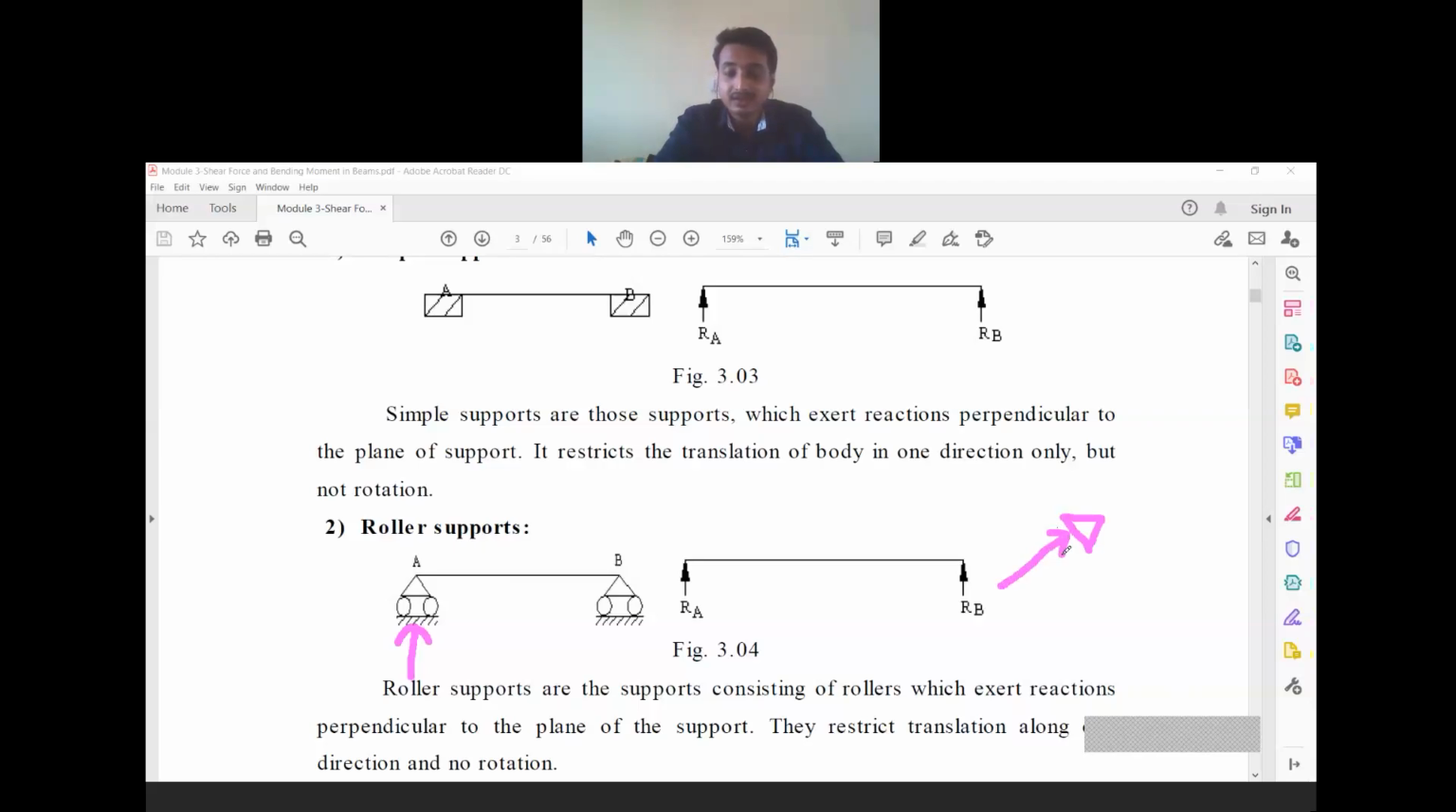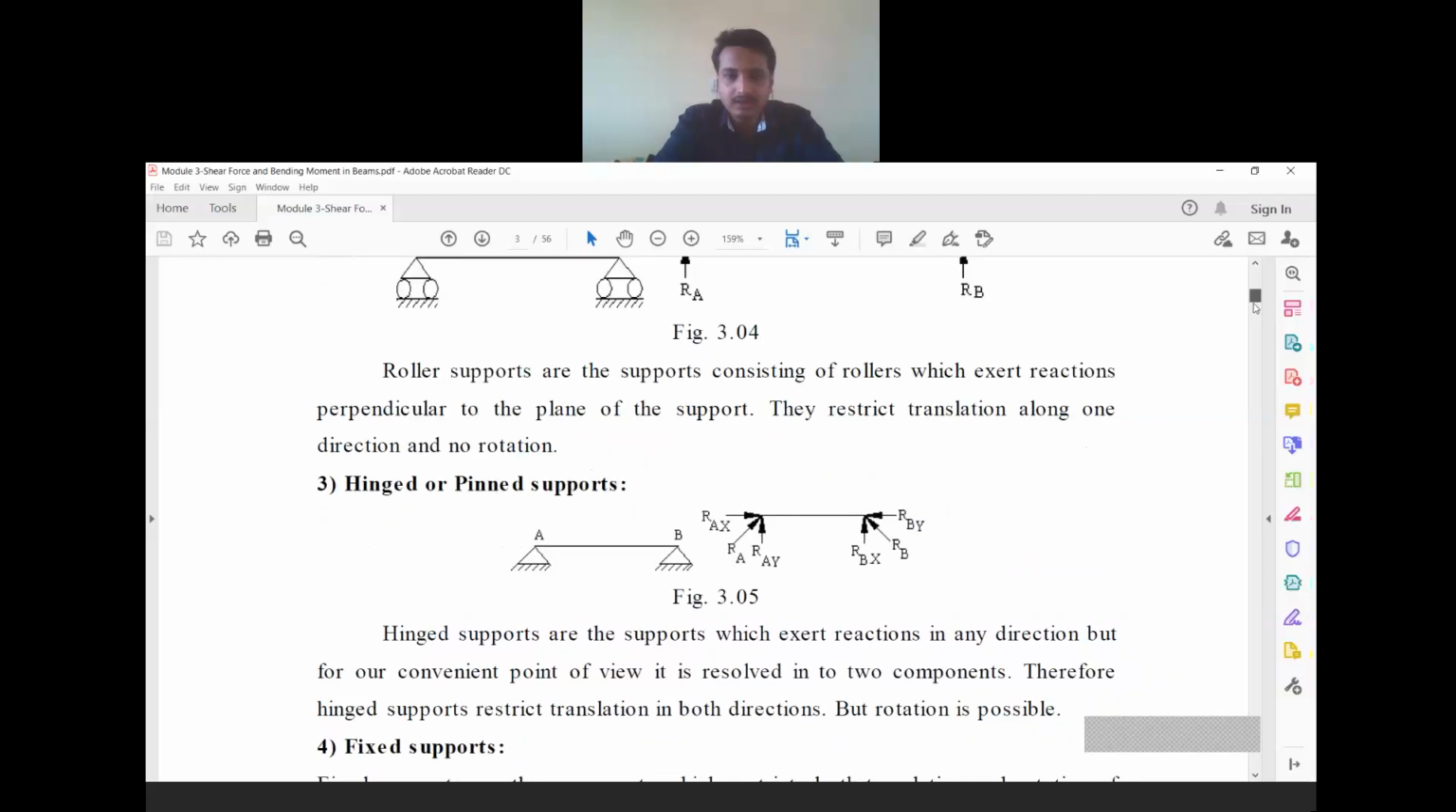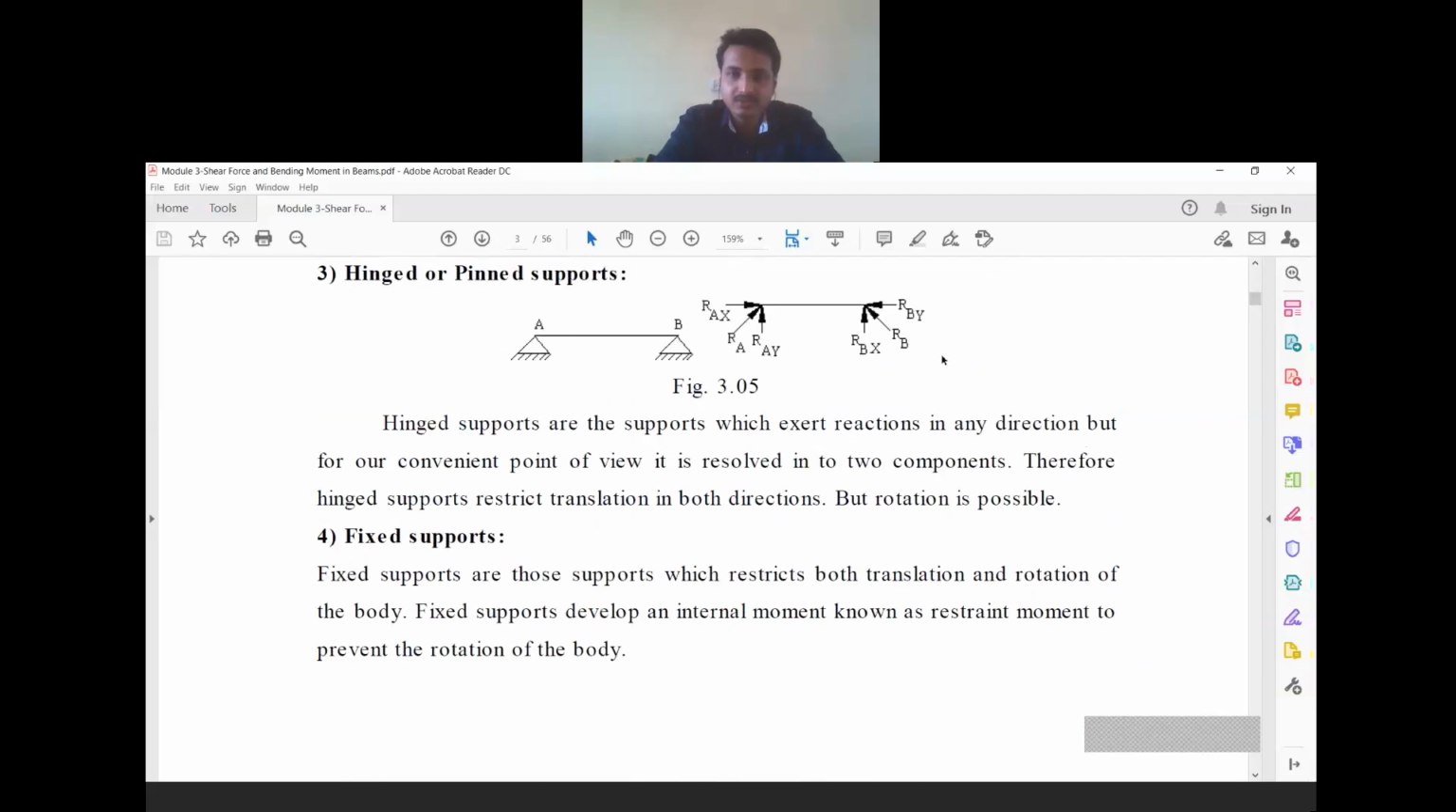So this is the type of reaction which we'll experience in roller support. Okay. Next we have a hinged support or pin support. So here at the bottom it is not having any roller. So it is not able to move in the horizontal direction.